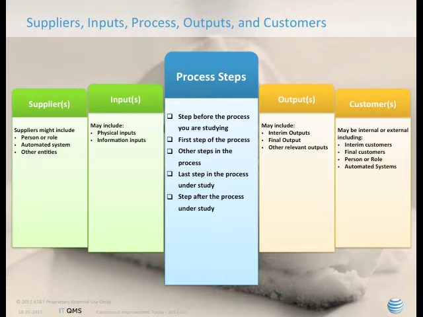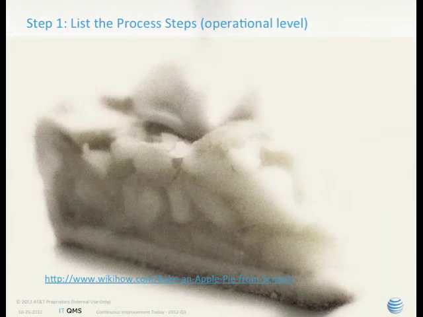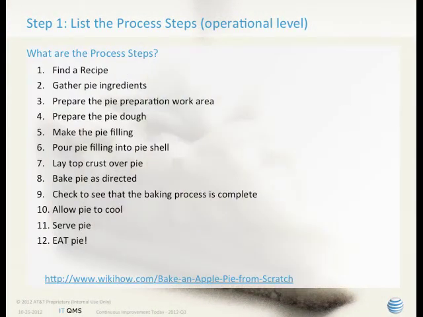The customers may be internal or external. This is a SIPOC: it gives us suppliers and inputs, it lists the process steps at the high level, and it gives us outputs and our customers. So let's do this for our apple pie. What are the process steps? Well, first I need to find a recipe.